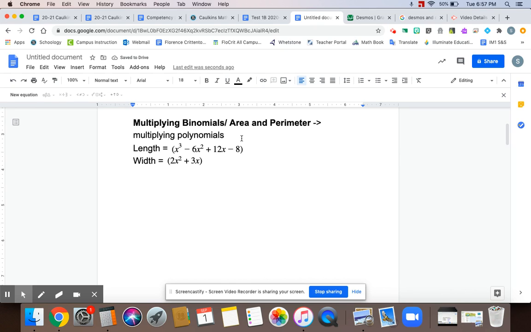So if I wanted to do perimeter, what's the rule? How do we figure it out? You add up all four sides. So this is one side, and I'm going to add it. We don't need the parentheses for adding. I'm going to add it to the next side.